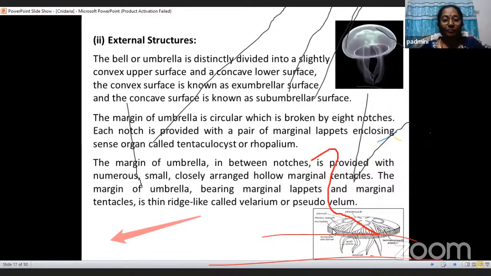Okay. And then a thin ridge-like velarium or pseudovelarium. So this is a small thin structure, the velarium or pseudovelarium. Again, I'm telling you, a velarium is a cover-like structure.